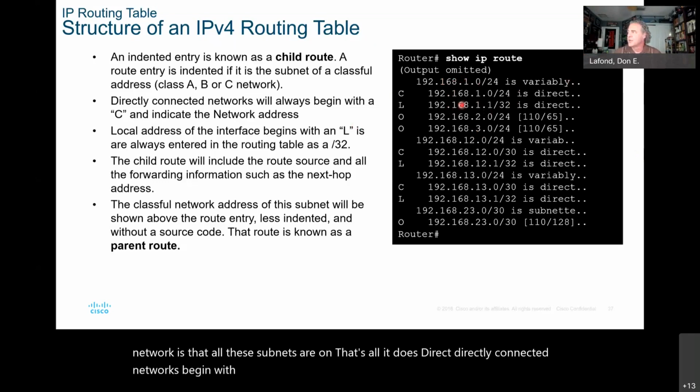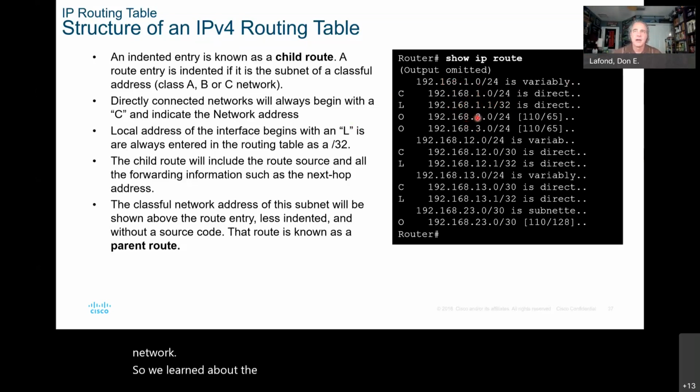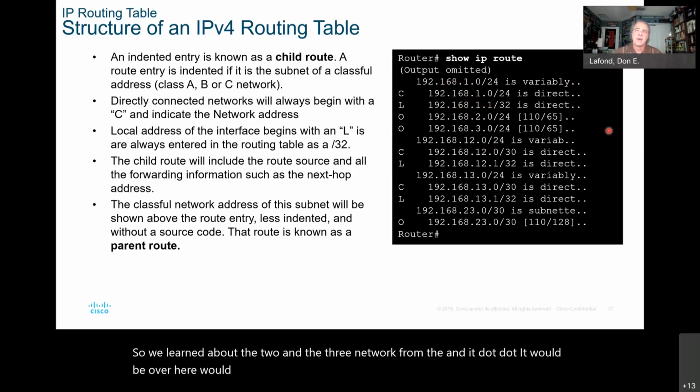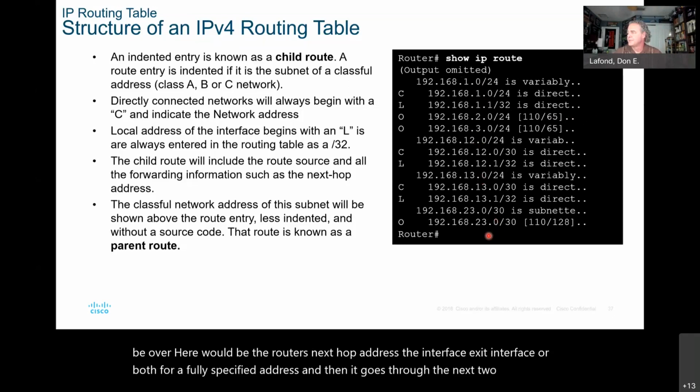L is the local link, the IP address of the router interface on this network. It learned about the 2 and the 3 network from the next hop. Over here would be the router's next hop address, the exit interface, or both for a fully specified address. And then it goes through the next 2 networks, and that's it.